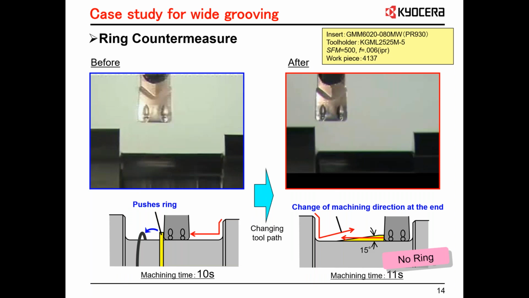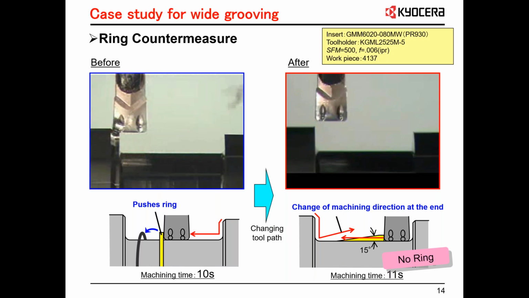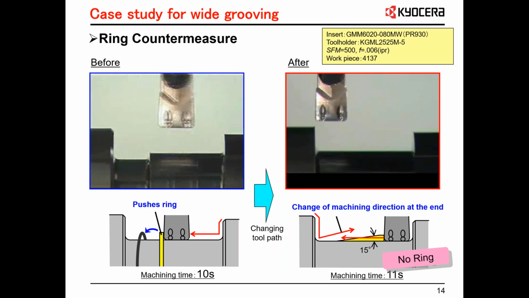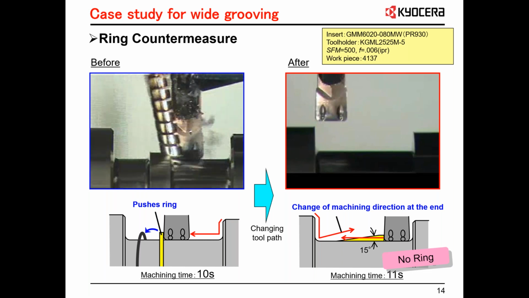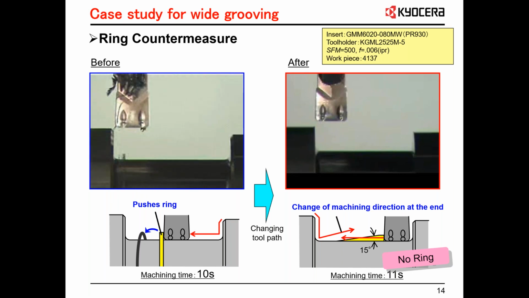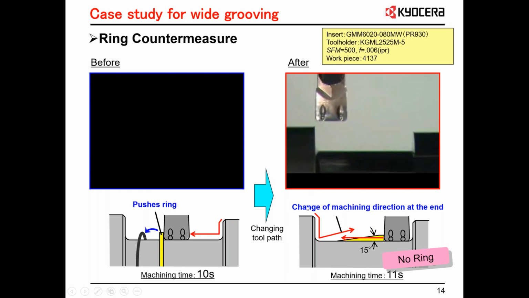Now we're going to look at the finishing move, and the finishing move before, you remember, was pushing the ring over, and we'd have to get rid of that somehow. We're going to show you a different method for getting rid of the ring. By doing it like this, there's no way to get around leaving a ring behind. So I'm going to explain this for a second by changing the machining direction at the end.